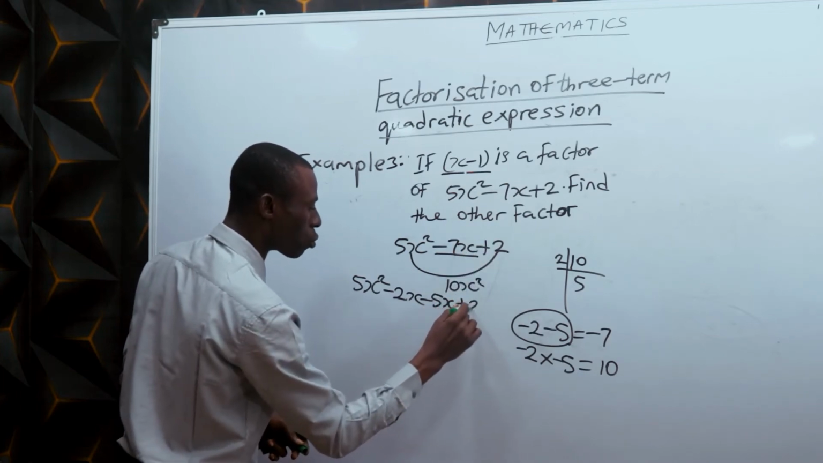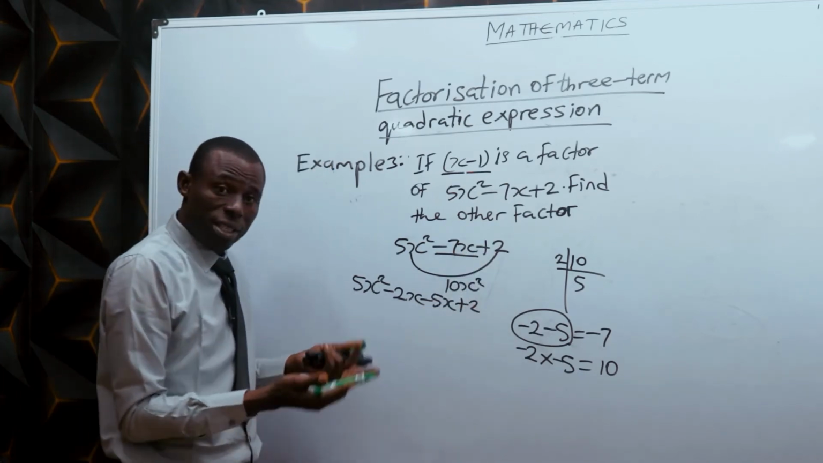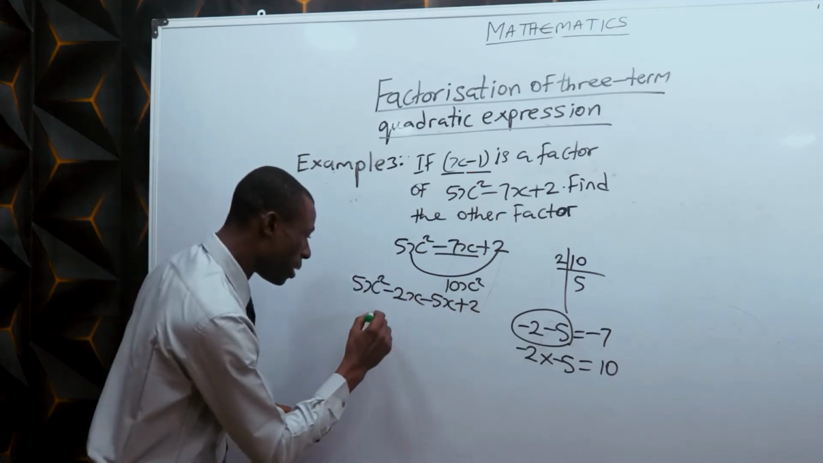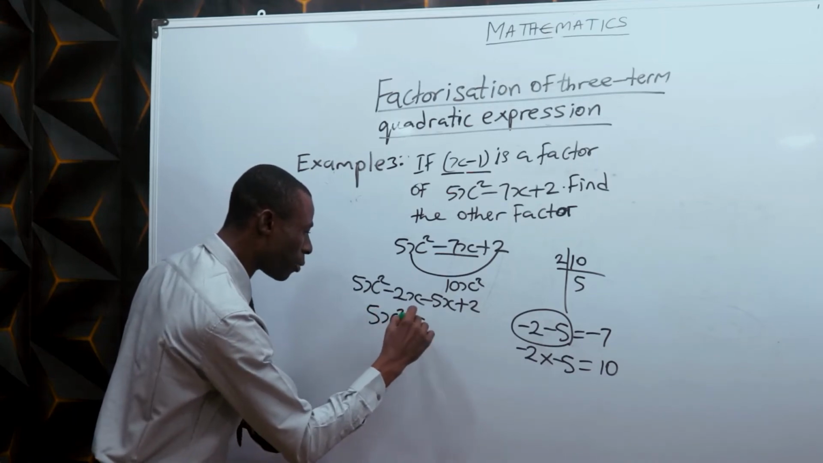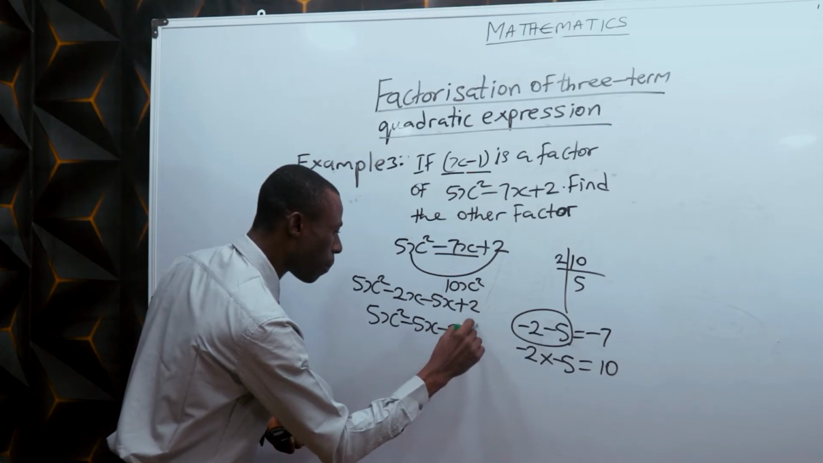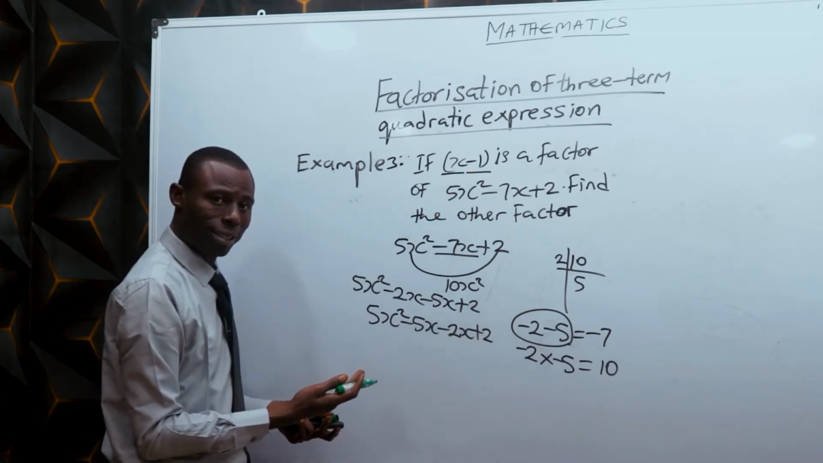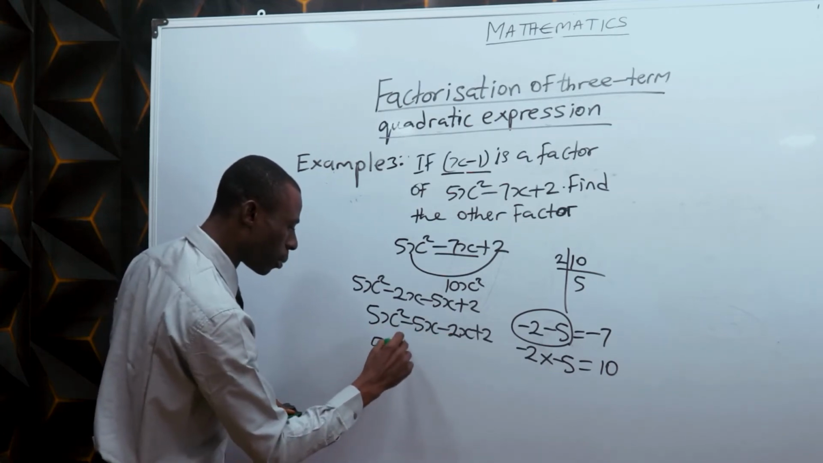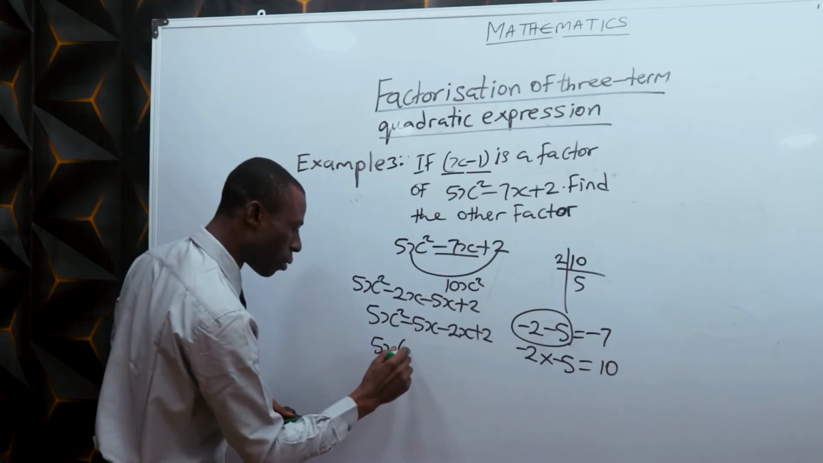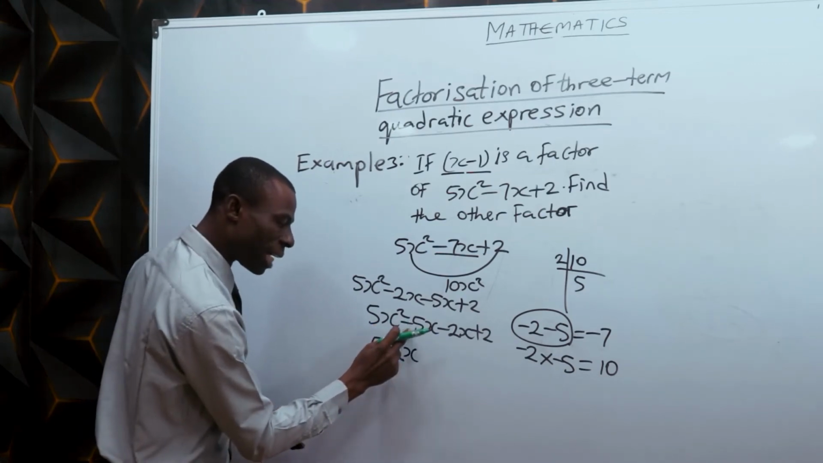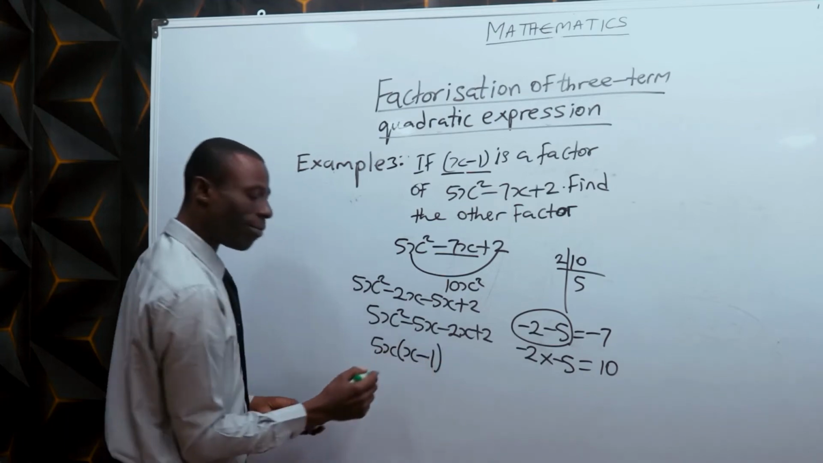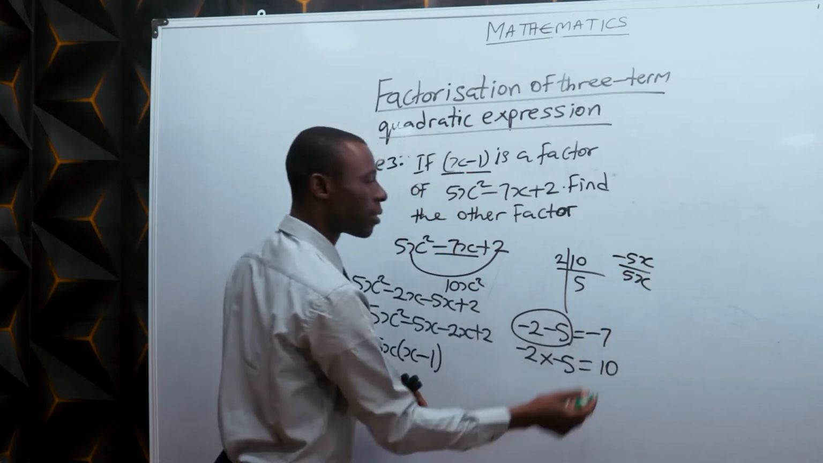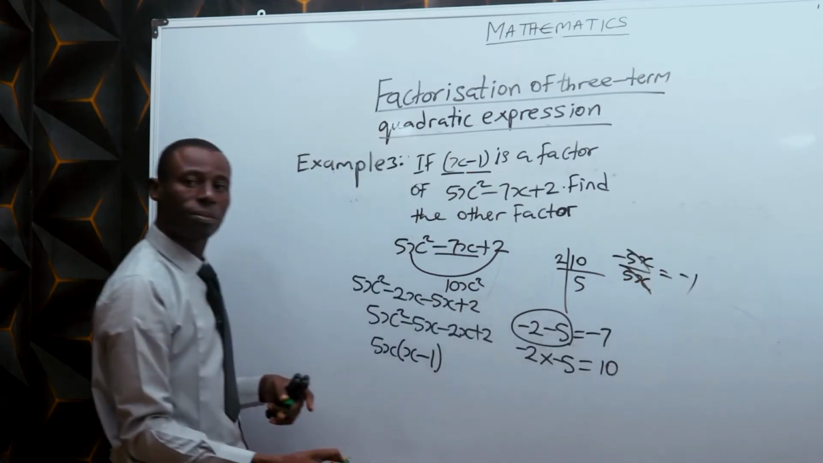Now include this plus 2. To make it easier, you see 5 here, 5 here, 2 here, 2 here. You may rearrange, it's allowed. You may rearrange to have 5x squared minus 5x minus 2x plus 2. I hope you understand. They match. So what is common to these 2 terms? 5x is common. Use the 5x to divide 5x squared, you have 5. Use the 5x to divide minus 5x, you have minus 1. What I'm saying is, minus 5x divided by 5x, you have minus 1 left.